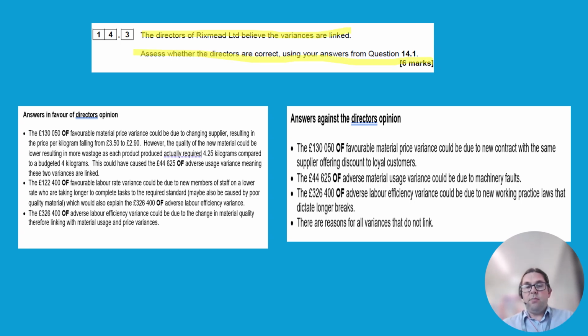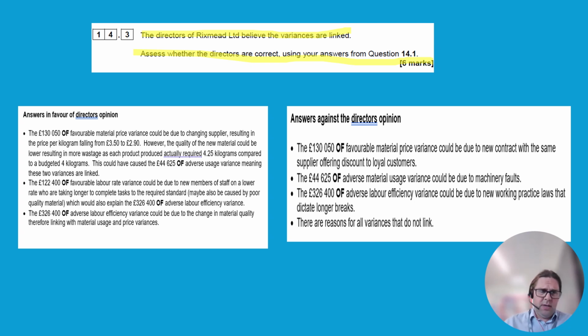3 key things make marking these questions really straightforward. Balance. They've said the variances are linked. Argue why they're linked, argue why they might not be linked. That's balance. Use evidence. If you don't use any numbers, you're going to get capped at level 1, no matter how good your knowledge is. Judgment. You're going to answer the question. It doesn't need to be very long, but needs a sentence or 2 to say whether you think they are or are not linked.